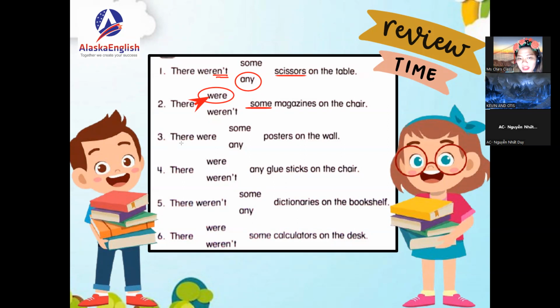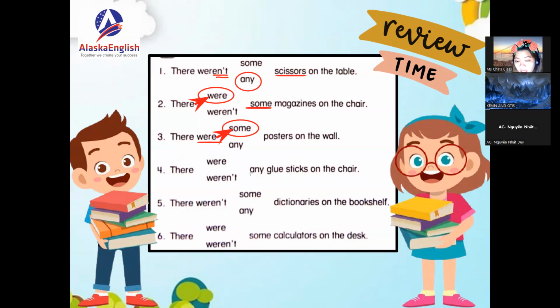All right. How about this? There were. What are we going to use? Some or any? There were some or any? Read your sentence. There were some posters on the wall. All right.